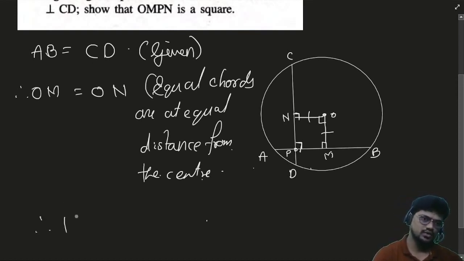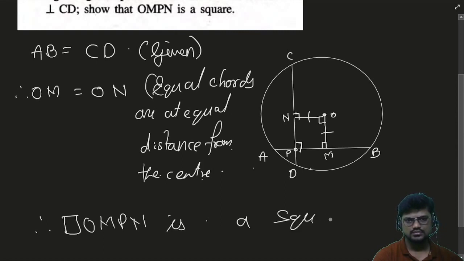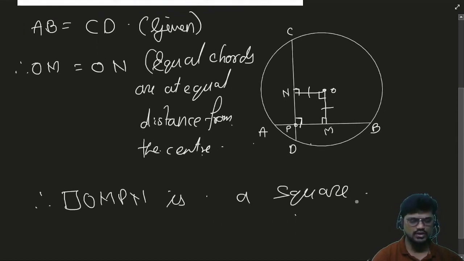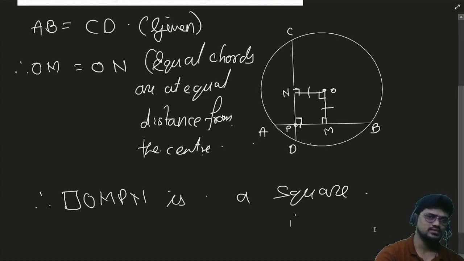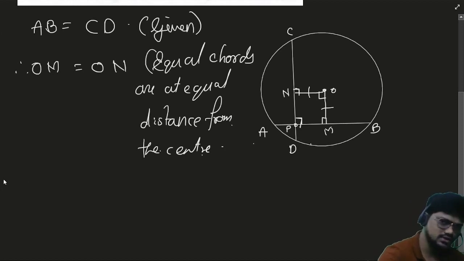Therefore, quadrilateral OMPN is a square. Did everyone understand? Only this much we have to write? No, not this much. I have written it in short. You have to write everything, explaining everything. See, you have to write this also. I'll show it to you.